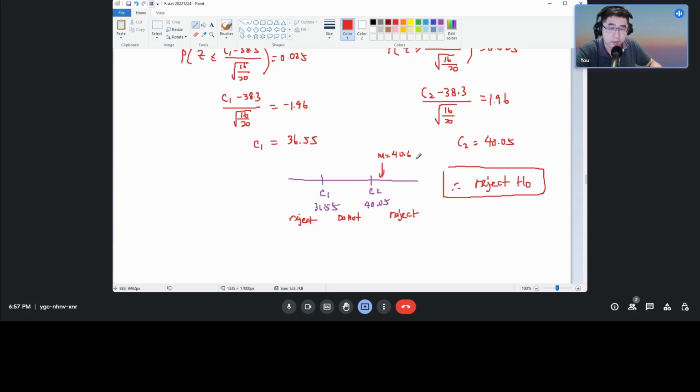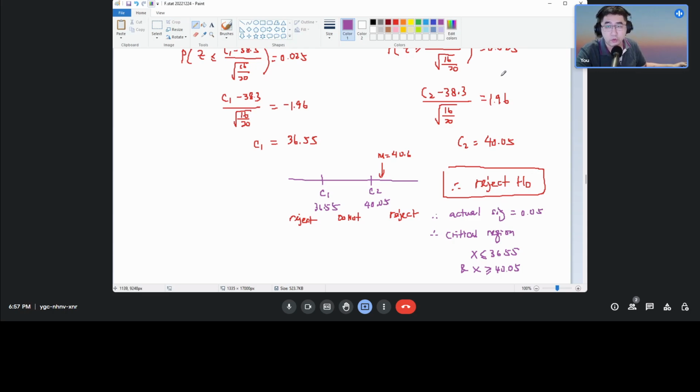Okay, then what about the actual significance? The significance level is equal to 0.05. That means the area covered by C1 and C2, your critical region, will be x lesser than or equal to 36.55 and x greater than or equal to 40.05. That will be your critical region.